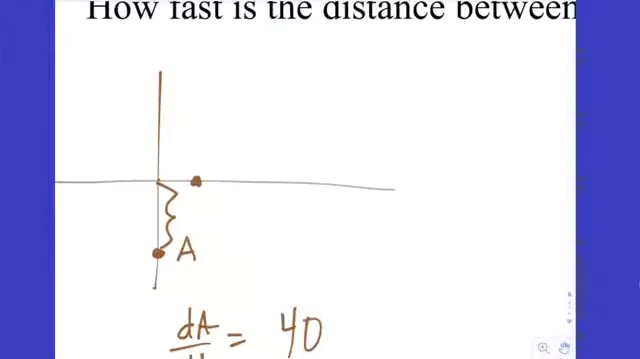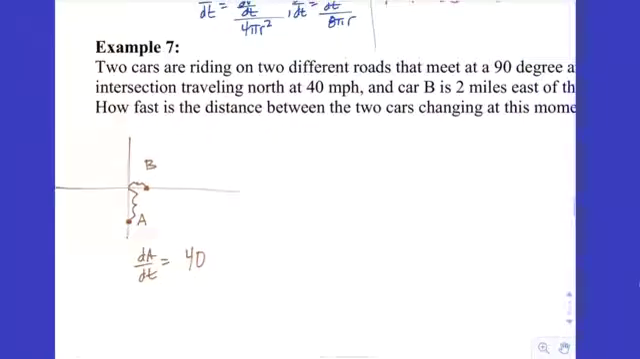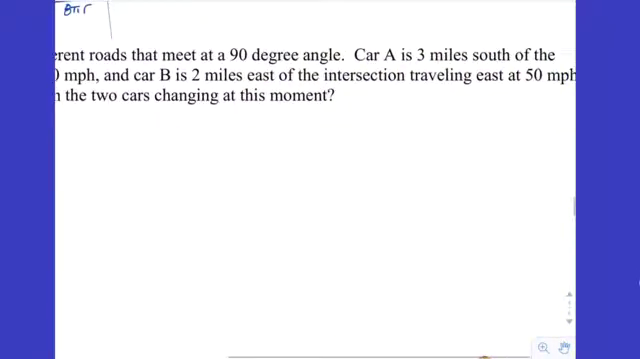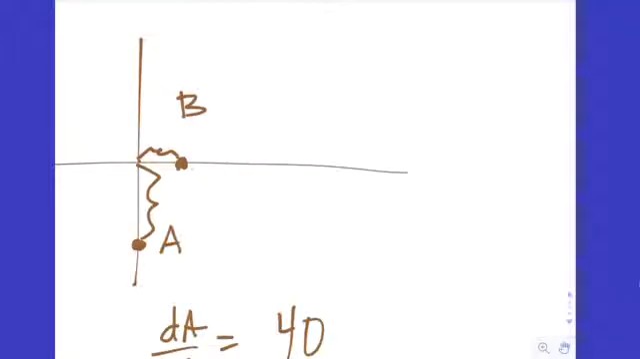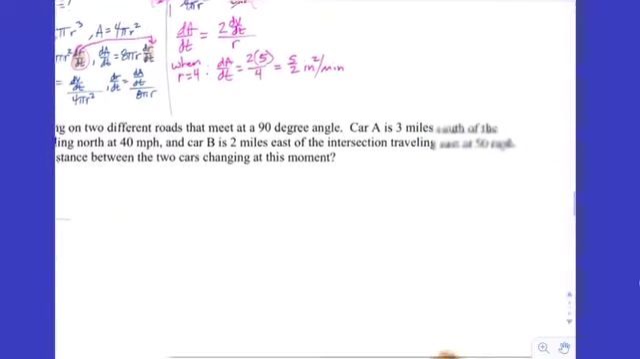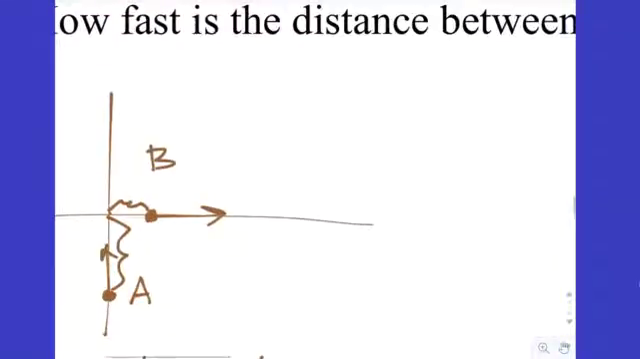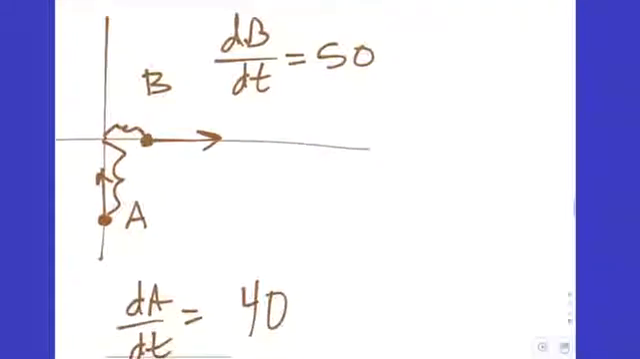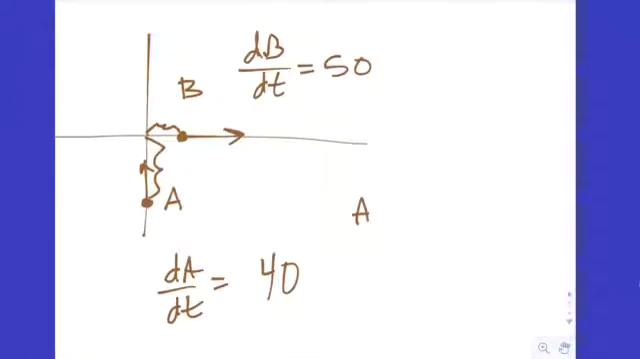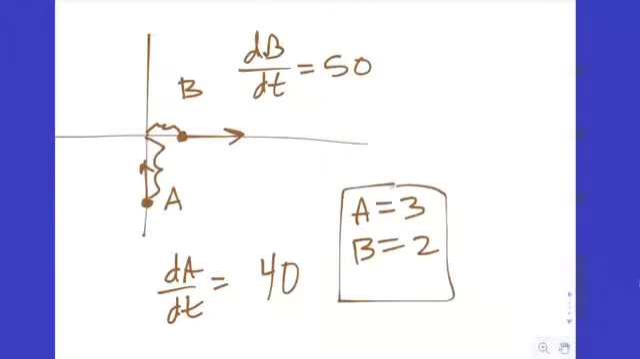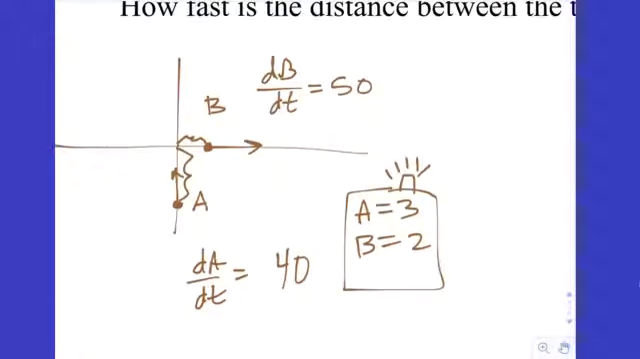So he's right here. I'll let B be the distance that B is from the intersection. And he's 2 miles east, traveling east. So he's moving this way, and this guy's moving that way. He's traveling east at 50 miles per hour. So dB/dt should be something with 50. Now, the snapshot moment is when A is 3 and B is 2. There's the snapshot moment.